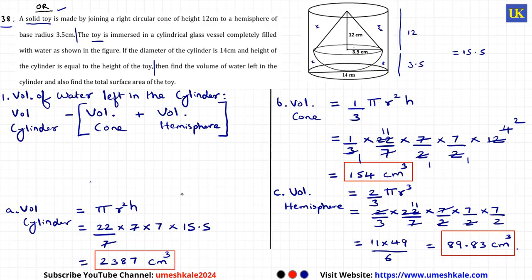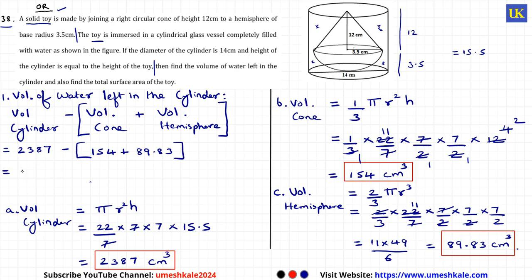Guys, what I did, I created a little bit of place here only so that it becomes easy for us to see everything. So we will write the volume of cylinder, which is 2387, minus volume of cone, which is 154, plus volume of hemisphere, which is 89.83. Now we will subtract everything from this.